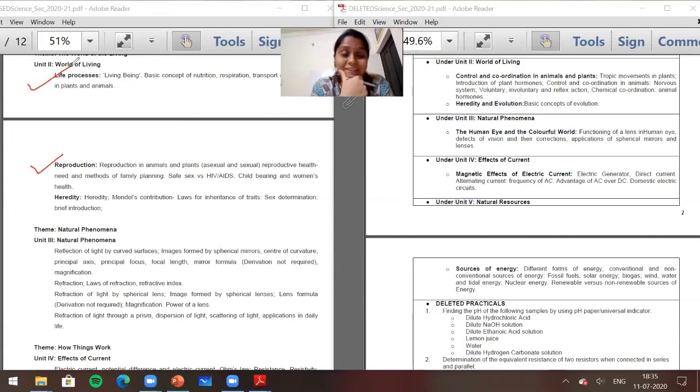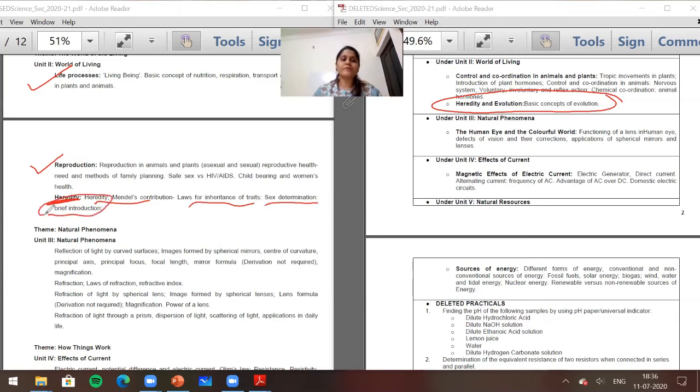You can see only 3 chapters are there in biology, which initially had 6 chapters. Life processes is as it is, reproduction is as it is, and as far as the chapter named heredity and evolution is concerned, only the heredity part is kept. The entire evolution part is deleted. They have renamed the chapter as only heredity. So only Mendel's contribution, laws of inheritance, genetic determination, sex determination. Only the elementary topics from the heredity part are there. The entire evolution part is not there.